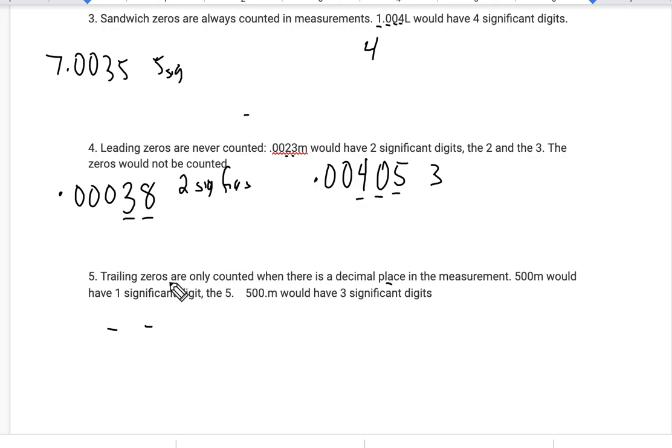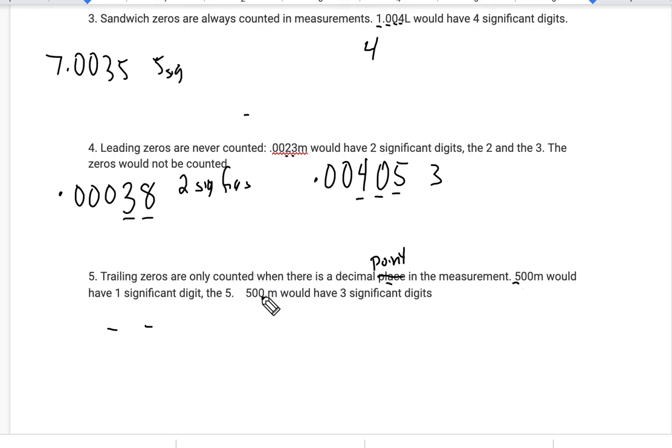Okay, now trailing zeros are only counted when there's a decimal point in the measurement. So, for example, if you have 500, notice there is no decimal point in that. And this should say decimal point, not a decimal place. A decimal point in the measurement. Okay? And so this 500, there's no decimal point, so you wouldn't count those zeros. So this one only has one significant digit, the 5.